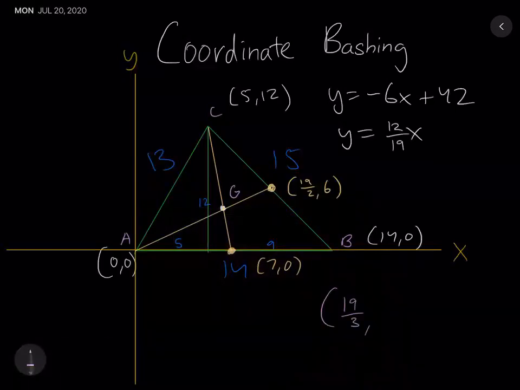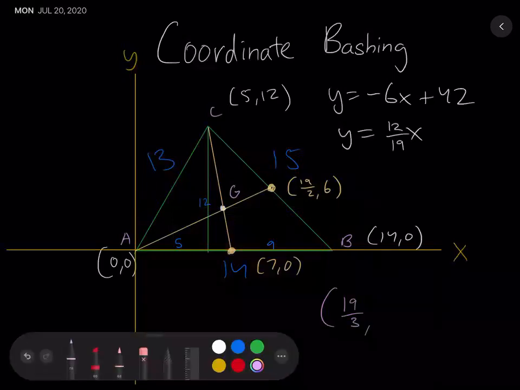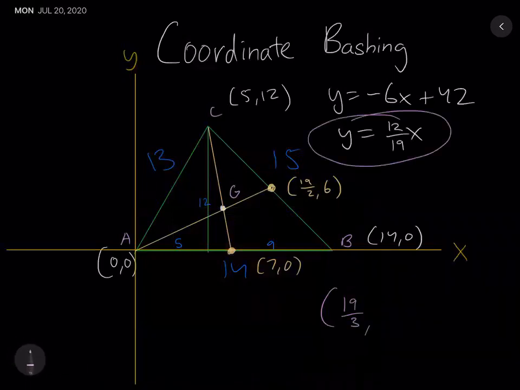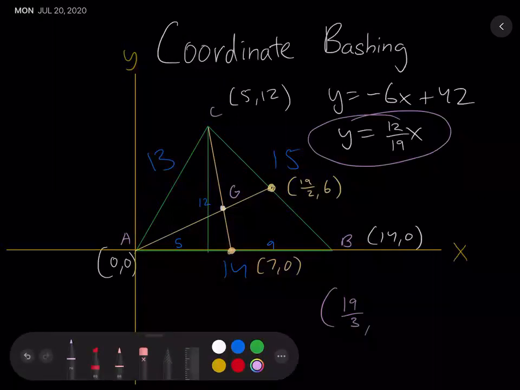And to find the y coordinate, well, it has to be on one of these lines. We can plug this straight into this equation over here. So 19 over 3 times 12 over 19 is going to equal 4.